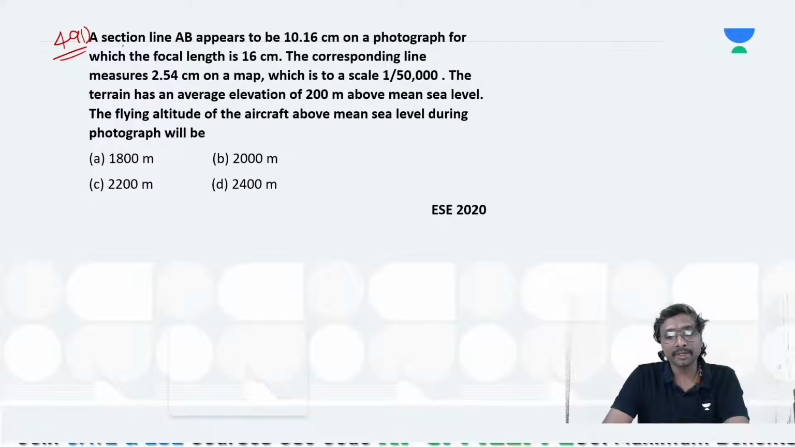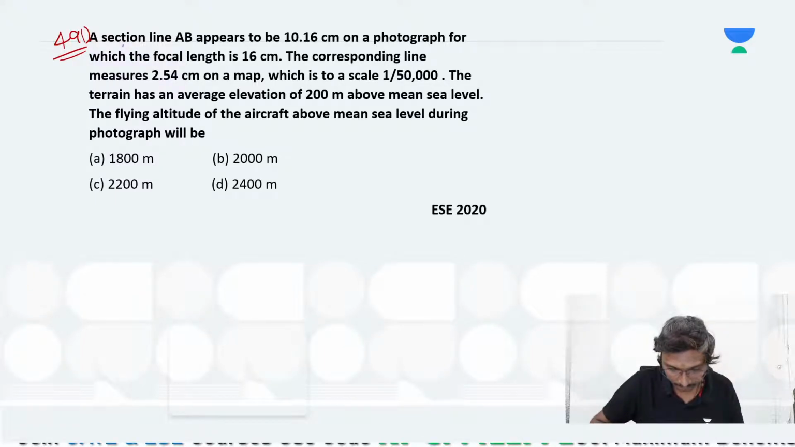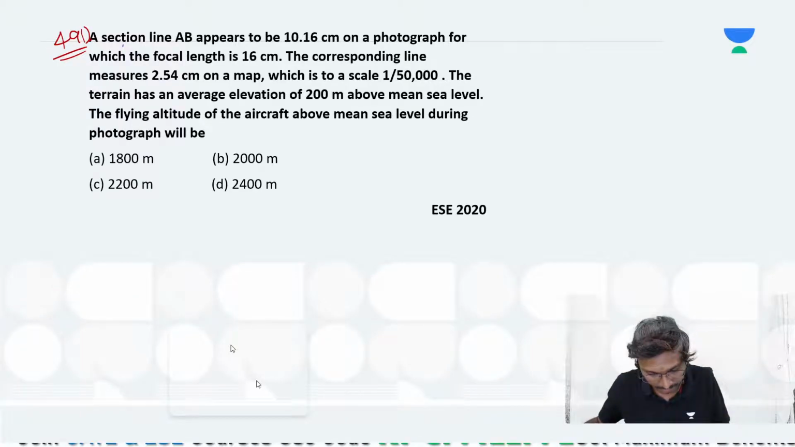Write the answer for this, everyone. Somebody? Write your answer for this 491 question, right? Nobody is there? Okay, very good. Anyone?